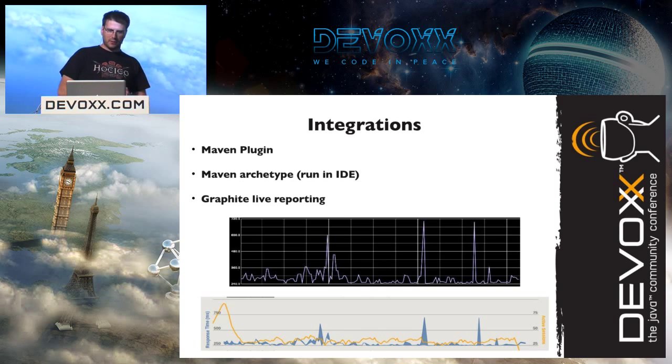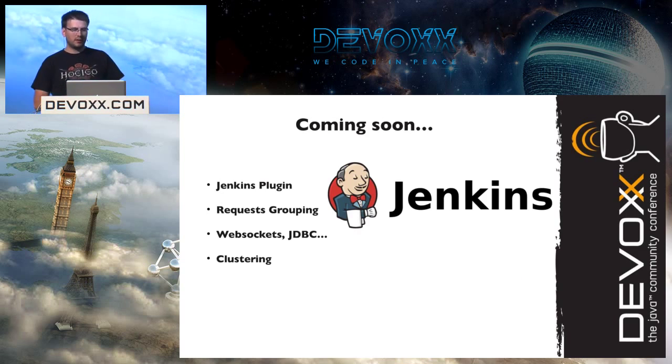There's many more features to come. The Jenkins plugin is actually almost done, and for example, we'll support other protocols than HTTP, for example, WebSockets or JDBC. Well, many more to come. So now, time for a demo and time for Romain to speak.